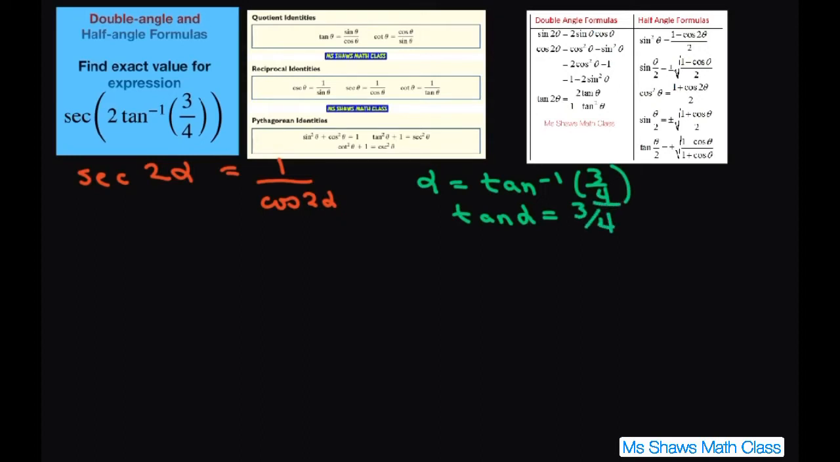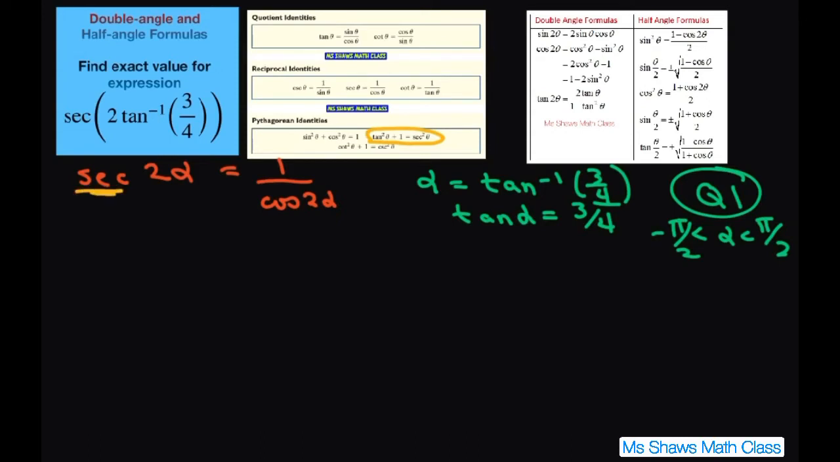Since it's positive, that means we're in quadrant 1. Restrictions for my alpha are in between negative pi over 2 to pi over 2, but since it's positive, we're in quadrant 1. All right, so now we have to find the other variables. So what we're going to do is use secant. We're going to use this one right here and find secant, because that's what we have here.